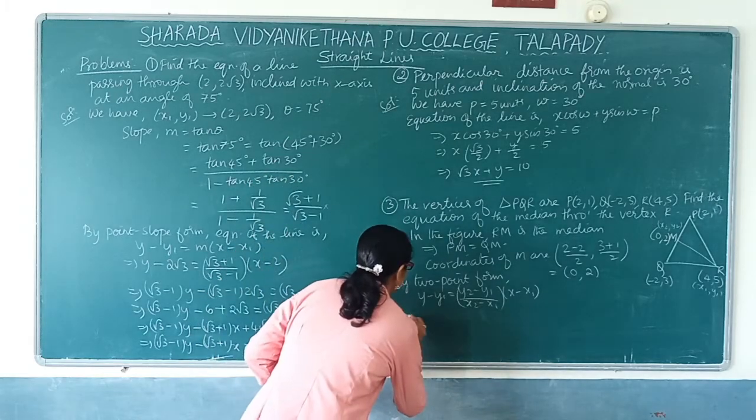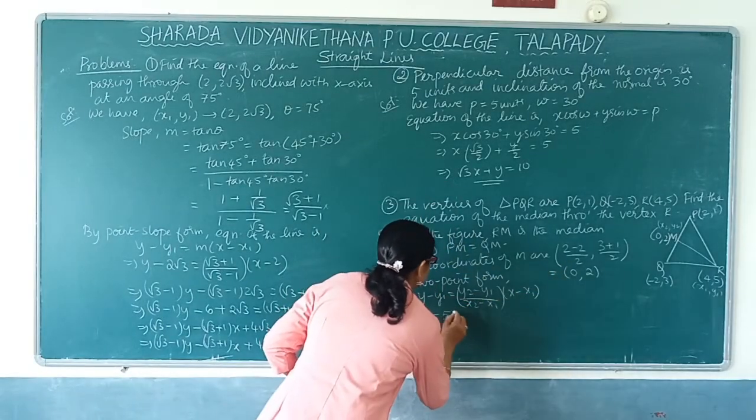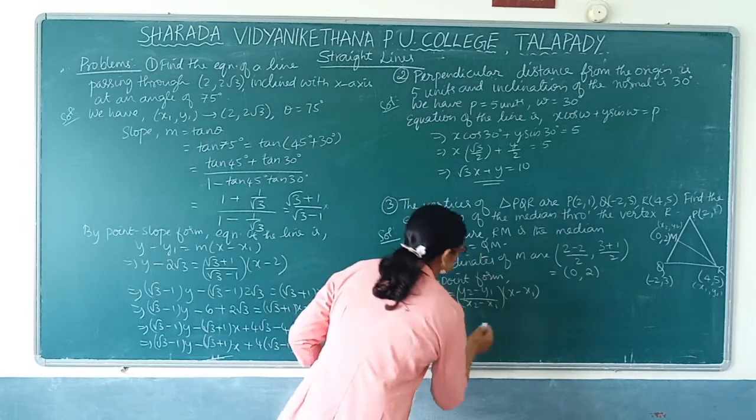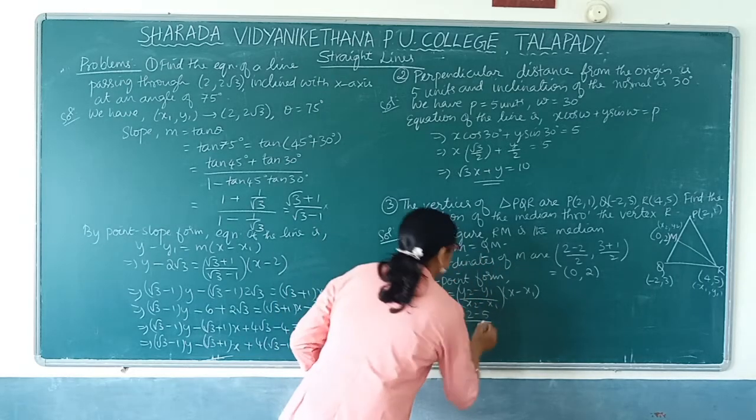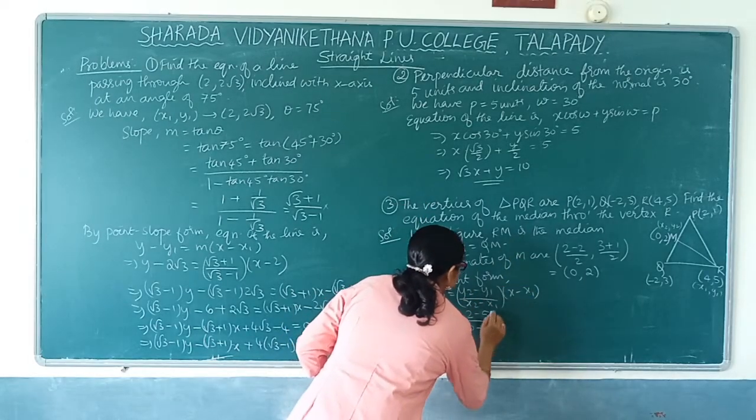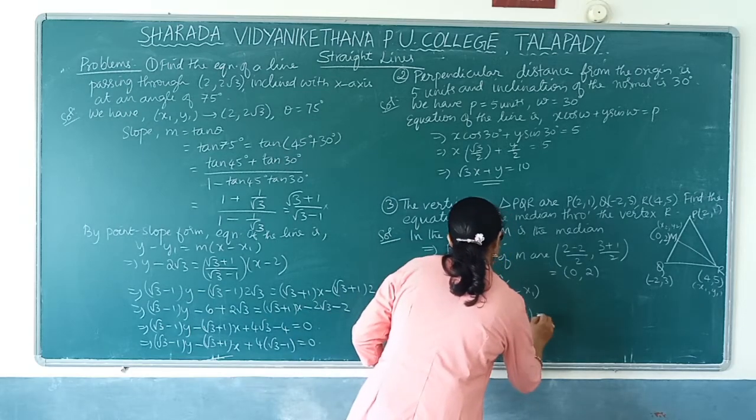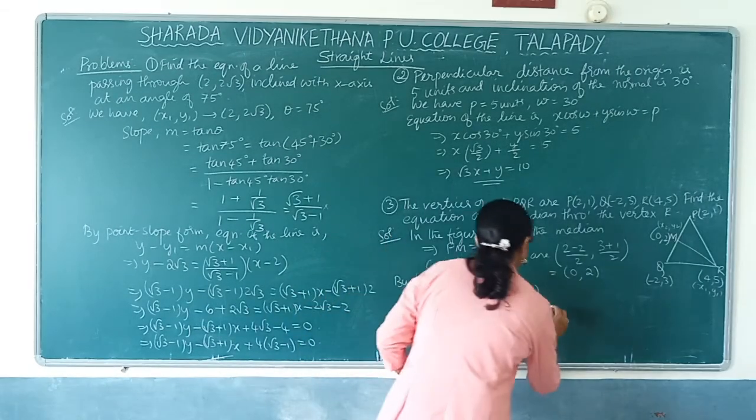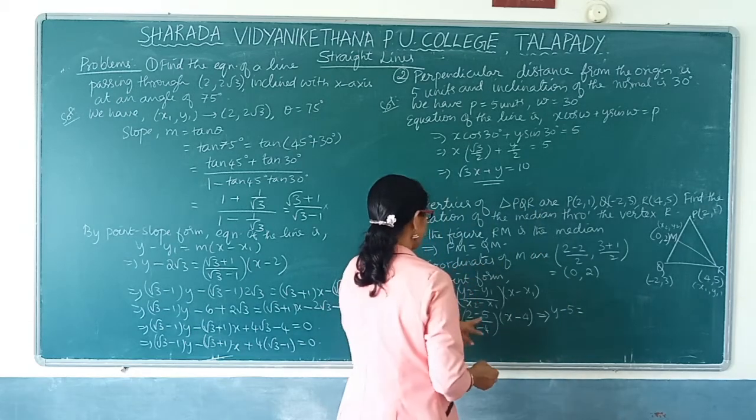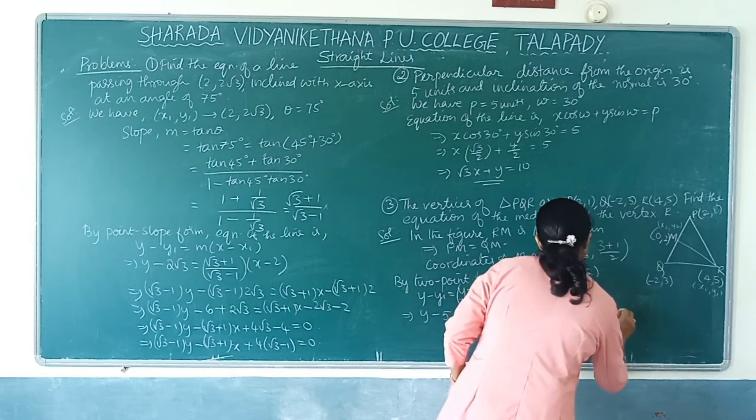So, y minus y1. We have marked 5 as y1. y minus 5 is equal to y2 minus y1, y2 is 2, so 2 minus 5, by x2 minus x1, 0 minus 4, and x minus x1 is x minus 4. So simplify this. y minus 5 is equal to 2 minus 5, which is minus 3, by minus 4, that is 3 by 4 of (x minus 4).